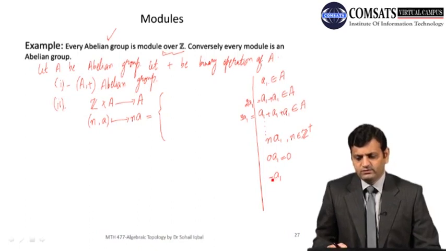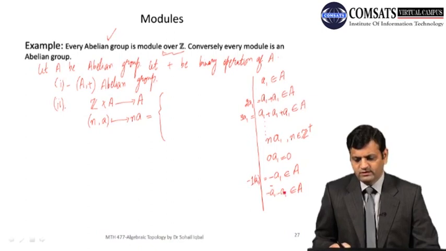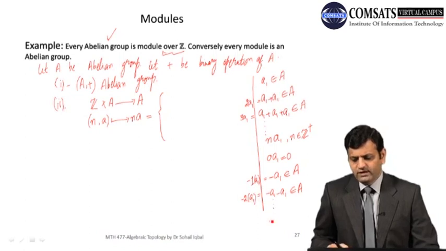So we take that additive inverse to be minus A1. In other words, minus 1 into A1 is minus A1, and definitely it belongs to A, because A contains the additive inverses of its elements, and A1 belongs to A, so minus A1 belongs to A. Similarly, I can define minus A1 minus A1, which belongs to A because it is closed under addition, and I am taking it as minus 2 into A1. And similarly, we can define M into A1, which belongs to A, where M is a negative integer.